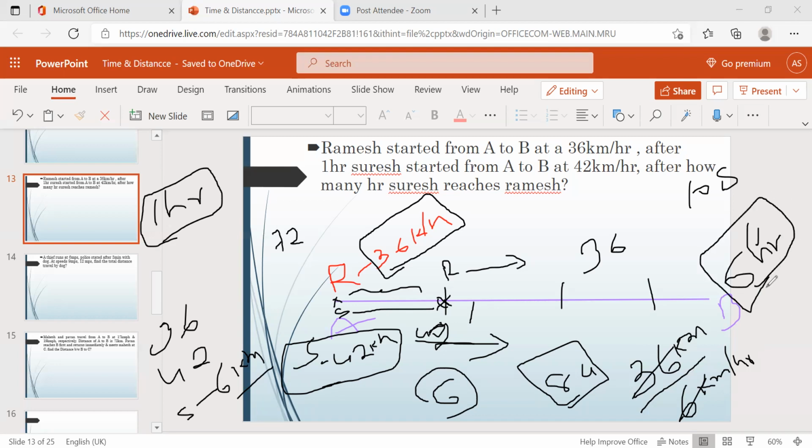Just use common sense. What is that common sense? Ramesh already reaches 36 kilometers. So we need to cover this 36 kilometers by using the additional speed. What is the additional speed? 6 kilometers per hour. Just divide by that and we'll get the exact time. In 6 hours, at 6 kilometers per hour, he will cover 36 kilometers. That's it, right? That's the thing. Do you understand?